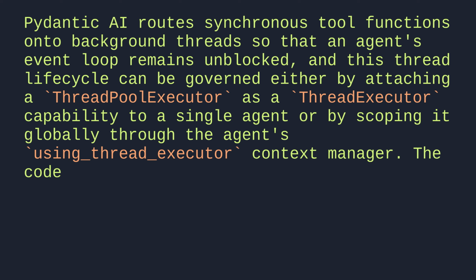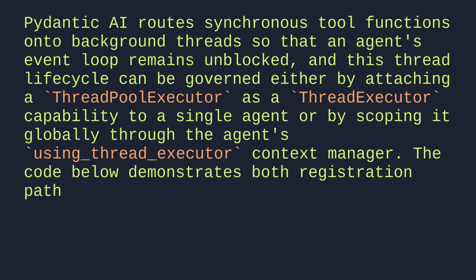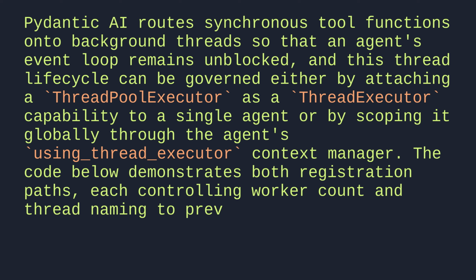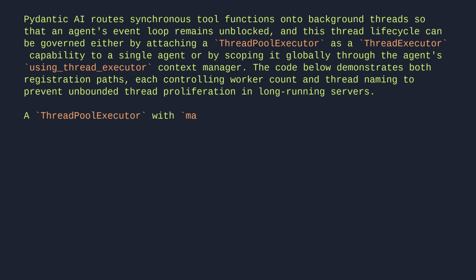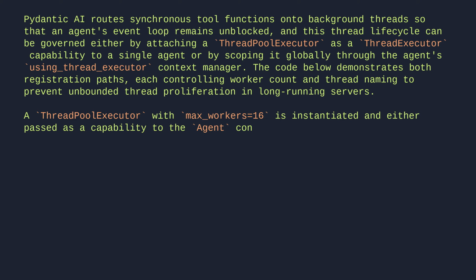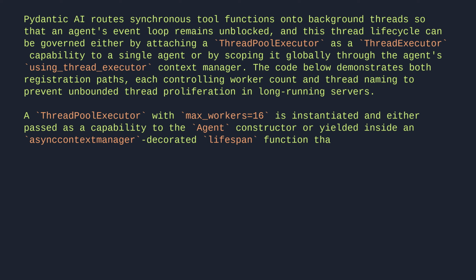The code below demonstrates both registration paths, each controlling worker count and thread naming to prevent unbounded thread proliferation in long-running servers. A ThreadPoolExecutor with max_workers equals 16 is instantiated and either passed as a capability to the agent constructor or yielded inside an async_context_manager decorated lifespan function that wraps the server's active period, after which the executor is shut down cleanly.